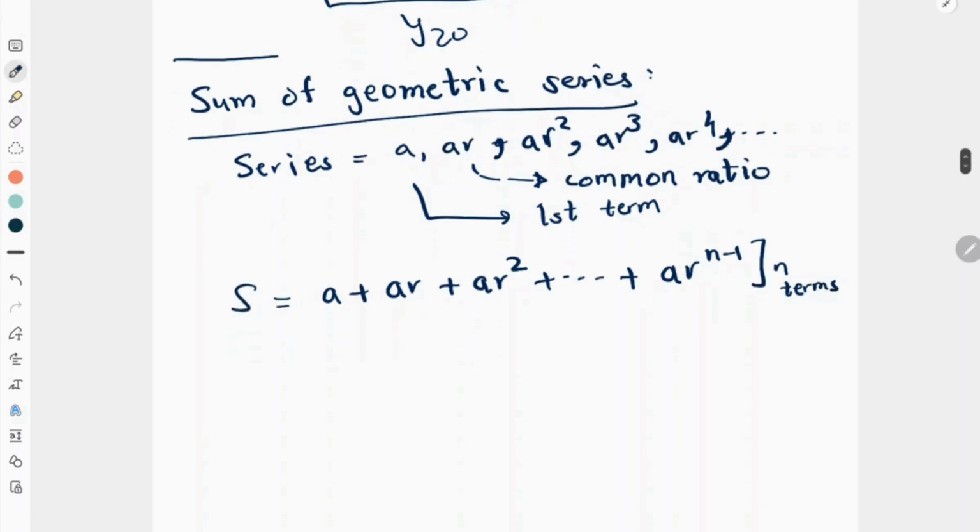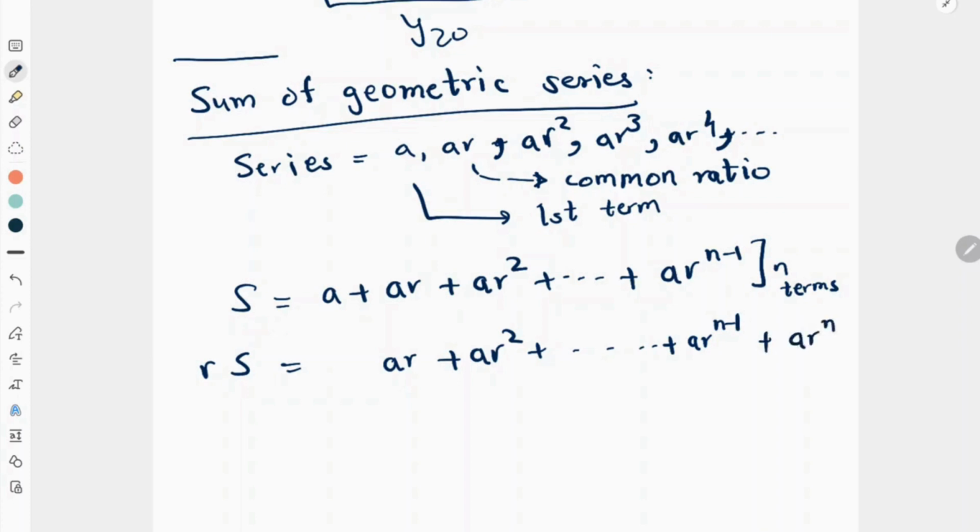So we want to calculate this sum, and if we can find this sum, then it is easy to plug the numbers in our example above and find the total operating cost. So let's see. The way to solve this is, let's consider r times s, which is ar plus ar square plus all the way to ar to the power n minus 1 plus ar to the power n. Each term is multiplied by r.